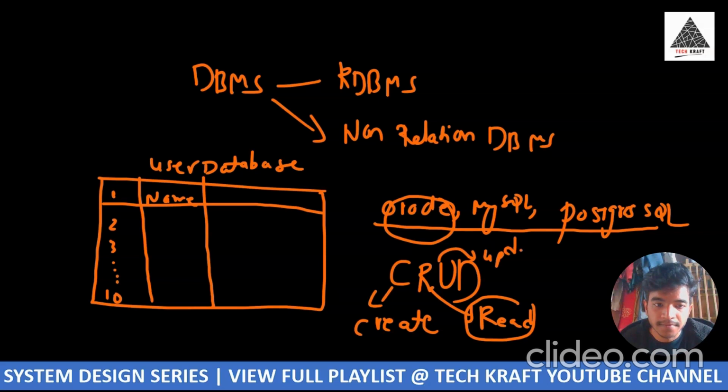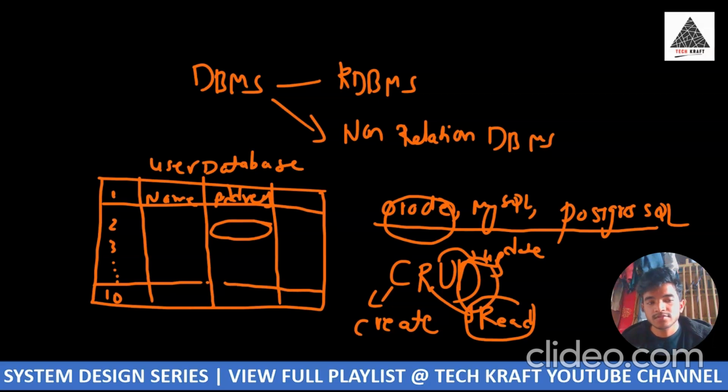Update: let's say there is an address for a person and the address got changed, say the second person's address, so we can update it by changing the address. Delete means we can delete a user. Let's say somebody doesn't want to do shopping in Amazon and wants to delete their account on the Amazon.com website. If the 10th user wants to delete their account in Amazon, this account will be deleted using the delete operation. So in our DBMS we can do these CRUD operations.